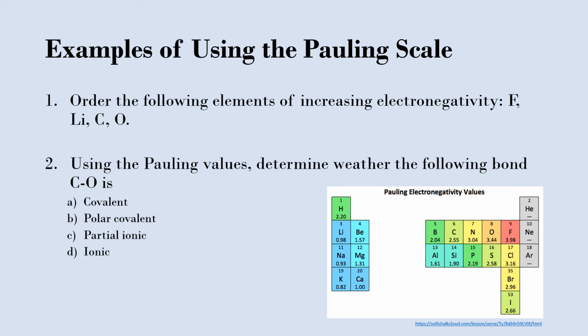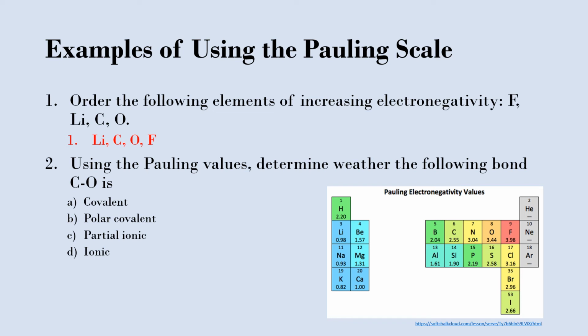Okay, so now let's answer some questions using the Pauling scale. Number 1, order the following elements by increasing electronegativity. We have fluorine, lithium, carbon, and oxygen. Fluorine has a value of 3.98, which is the highest, so it's going to go last. Lithium has a value of 0.98, so it's going to be the least electronegative, so it's going to be first. Carbon has a value of 2.55, so it's after lithium. Oxygen has a value of 3.44, so it's going to be in between carbon and fluorine. So now our order is going to be lithium, carbon, oxygen, and fluorine.